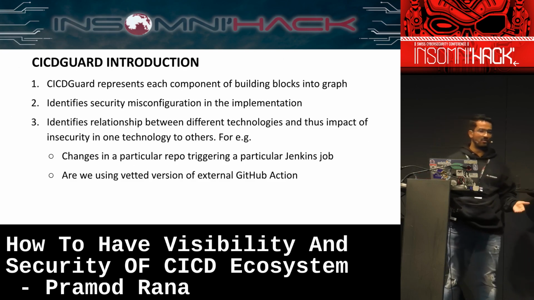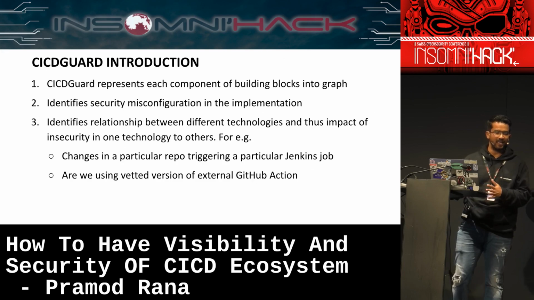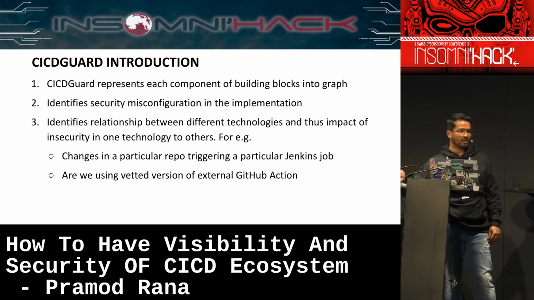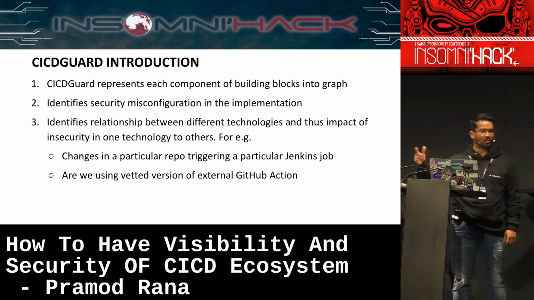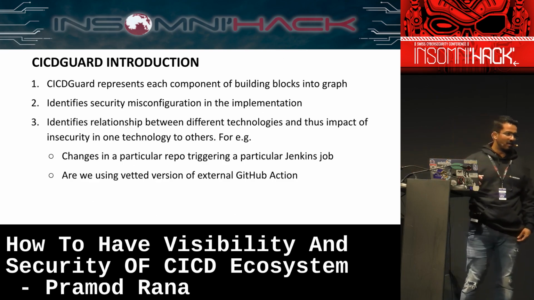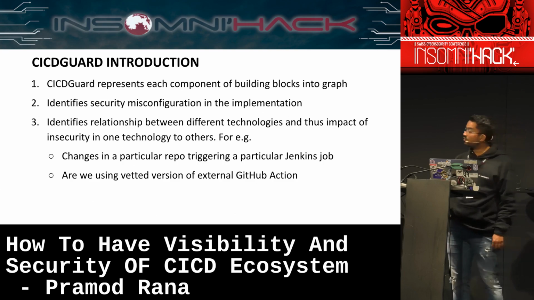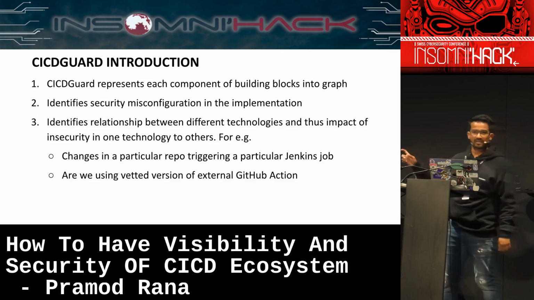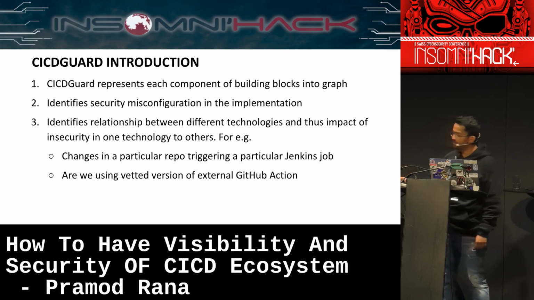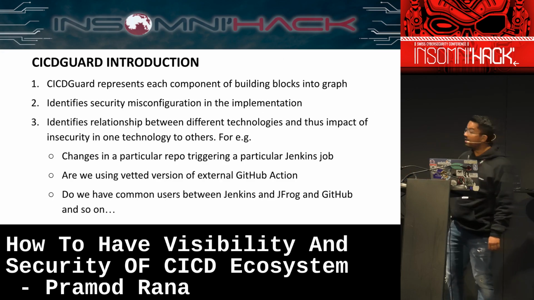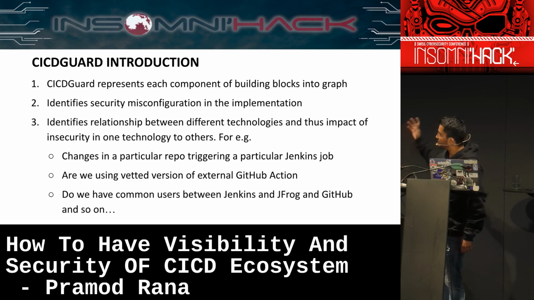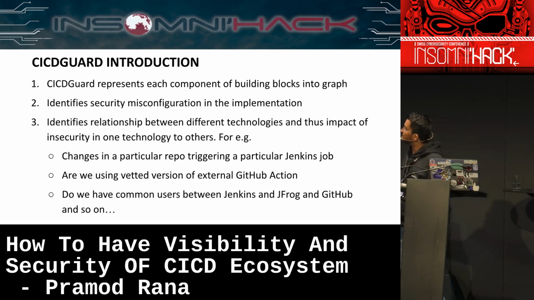So for example, at any given point of time for GitHub Action A, we are saying use version 1. But in the organization, we are identifying deviations of versions 1, 2, 3. Then from the solution, we can identify, okay, these are the deviations, let's take action on them. And do we have common users between the different technologies, and so on and so forth.